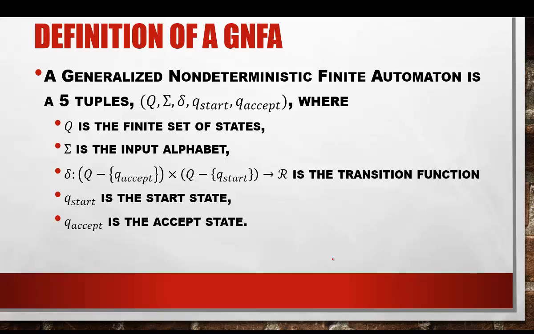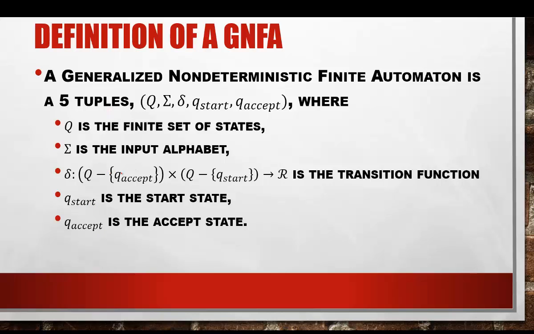So, as such, we define a generalized non-deterministic finite automaton as a 5-tuple Q, sigma, delta, Q start and Q accept, where Q is the finite set of states, sigma is the set of its input alphabet, and delta is its transition function, which maps from the cross product of Q minus Q accept cross Q minus Q start onto the range R, and R is effectively a regular expression. Q sub start is its start state, and Q sub accept is its accept state.